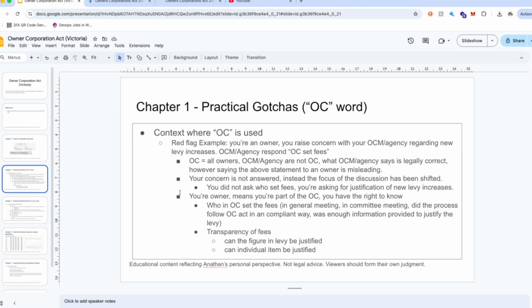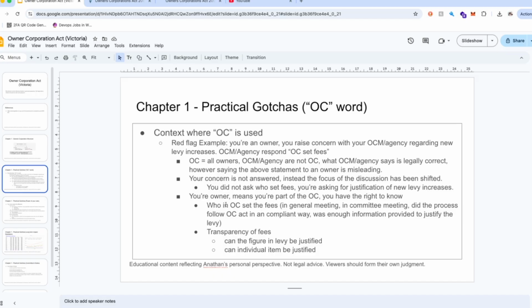The second thing is your concern is not answered. This response, instead of focusing on your concern regarding the levy increases, has shifted the focus of the discussion. Why? You did not ask who set the fees. You are just asking for justification of the new levy increases.